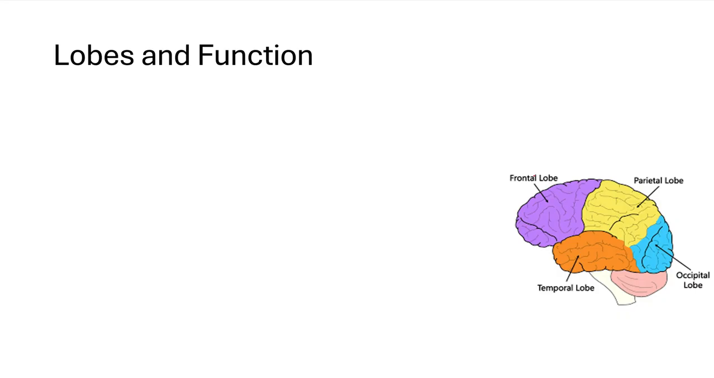We have four basic lobes that make up the cortical functions. The anterior or frontal-most lobe is known as the frontal lobe, seen here in purple. The lateral-most lobe, seen here in orange, is the temporal lobe. The posterior-most lobe, seen here in blue, is the occipital lobe, and the lobe seen in yellow is known as the parietal lobe, which is typically sandwiched between the rest.